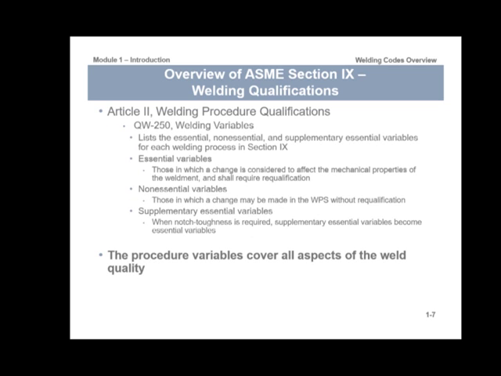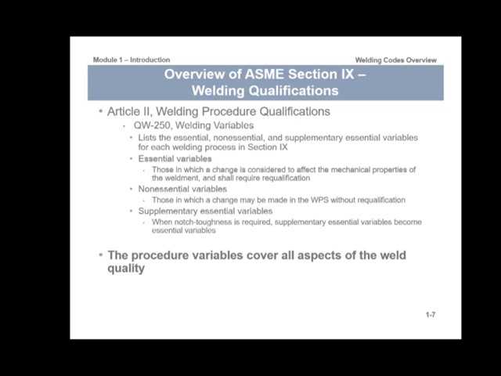Once you get into Article 2, Welding Procedure Qualifications, you have QW 250, which is welding variables. This lists the essential, non-essential, and supplementary essential variables for each welding process in Section 9. So shielded metal arc welding is not going to have the same essential variables as submerged arc welding or plasma arc welding or gas tungsten arc welding. Essential variables are those in which a change is considered to affect the mechanical properties of the weldment and shall require requalification. With gas metal arc welding, you switch gases. You switch filler metals from, let's say, a carbon steel filler metal to a stainless steel filler metal. That would be switching F numbers and A numbers.